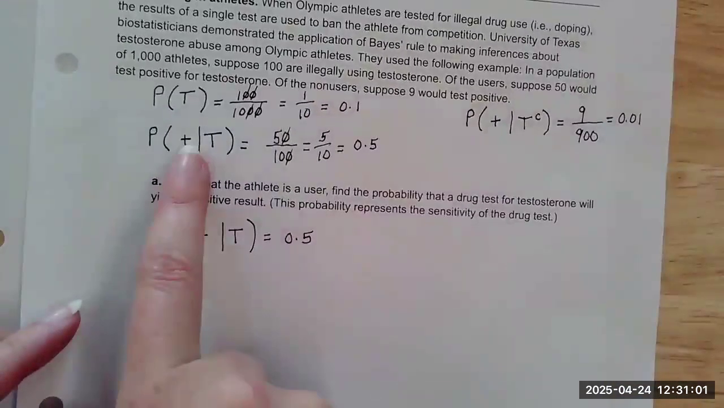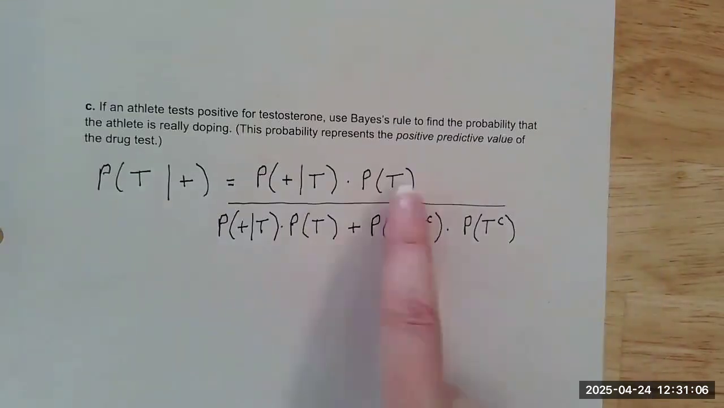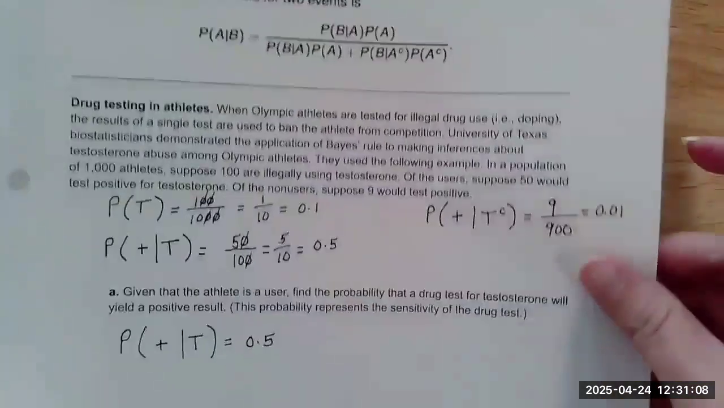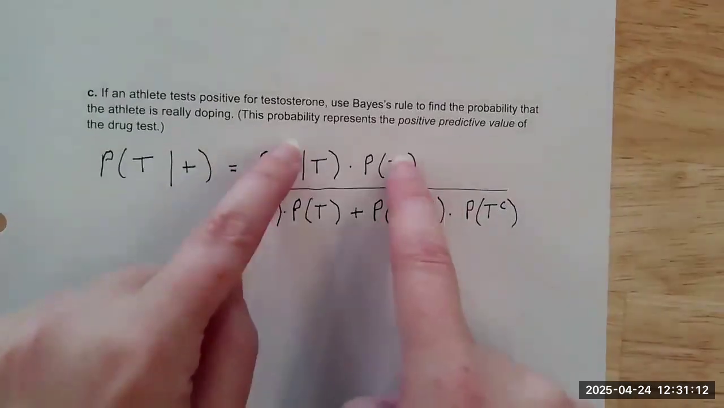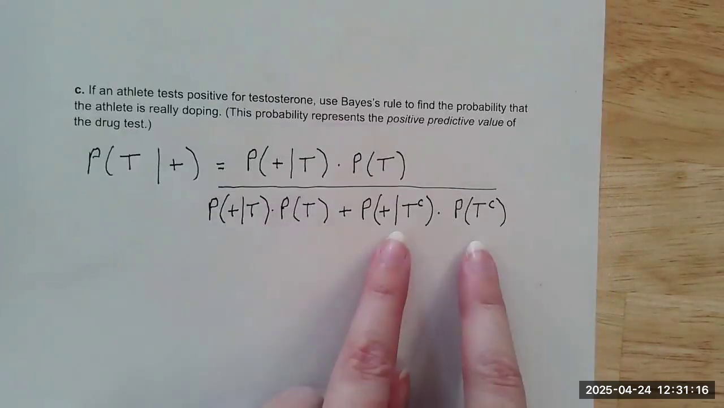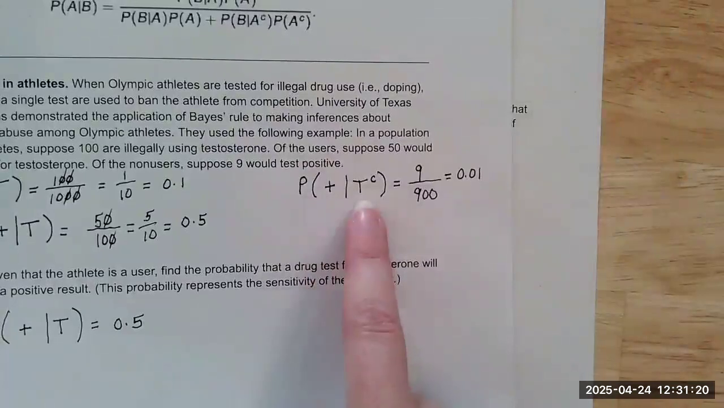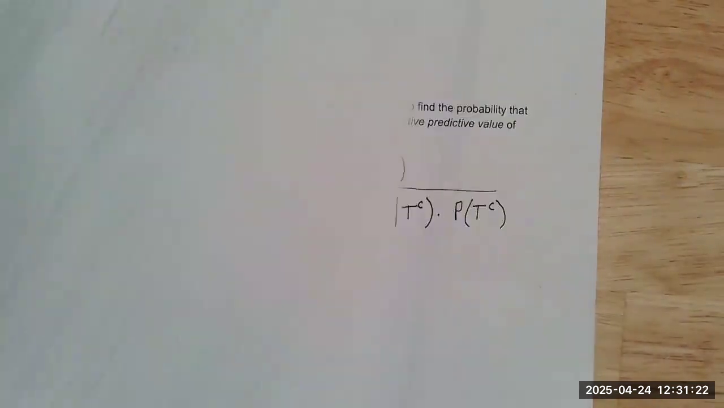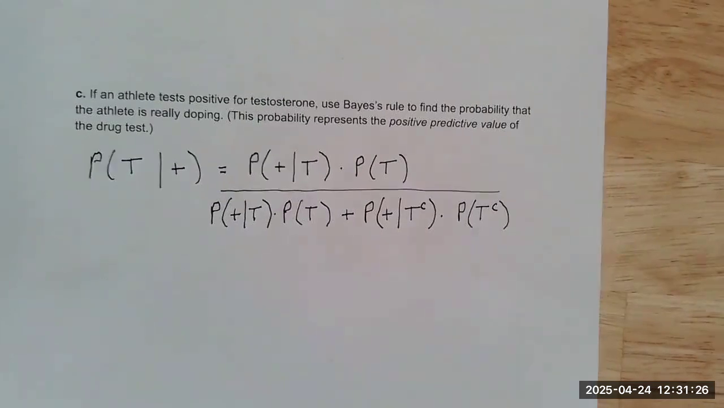I have that one. Probability of plus given T was 0.5. Okay. Probability of T. Yep, I got that one. Since I just put the exact same thing here, I have both of those as well. So now I just have to check this one. Do I have plus given T complement? Yes, 0.01. So the only thing I don't have is the probability of T complement.